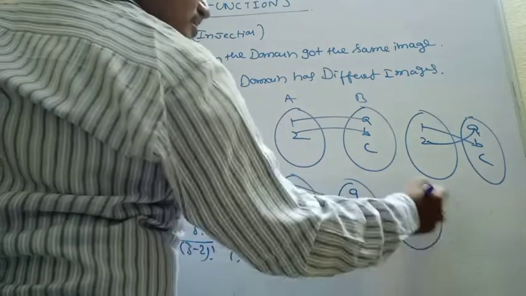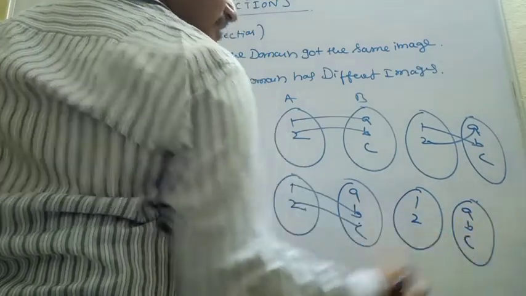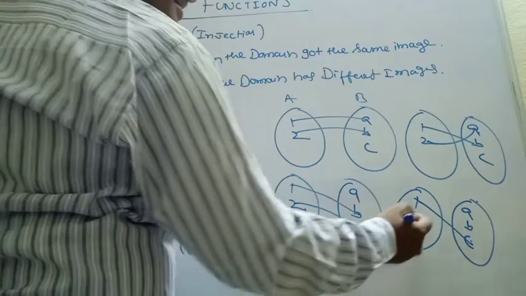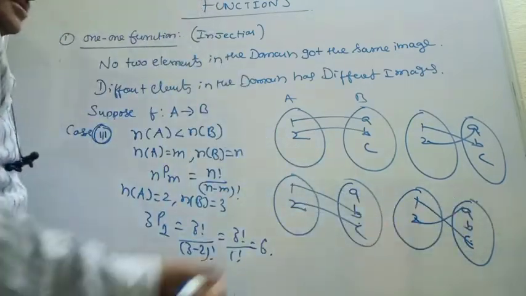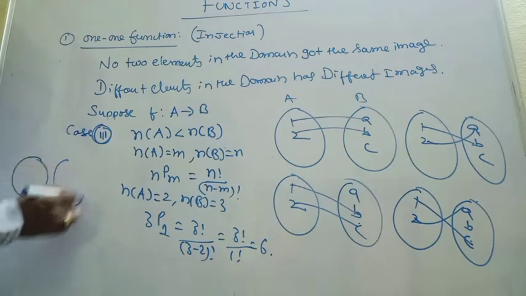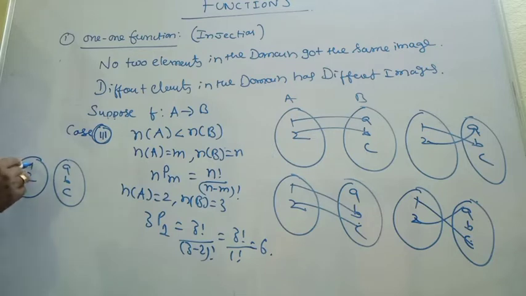These are the 3 we have got. Next one, 1, 2, a, b, c. If we have 1 with c, another one with 2 with a, this is another kind of function. Next, one more: 1, 2, a, b, c. We can have different kinds of functions like this.